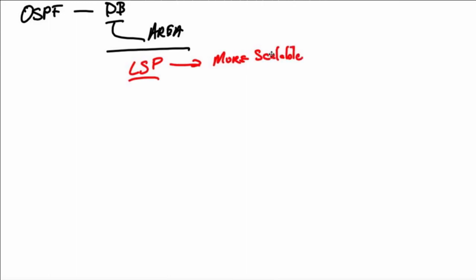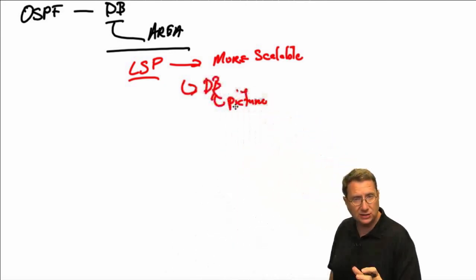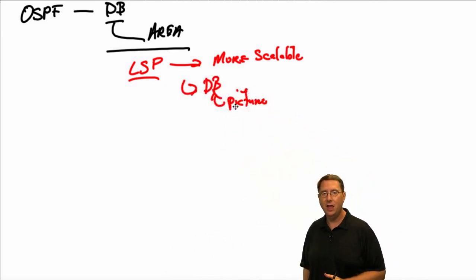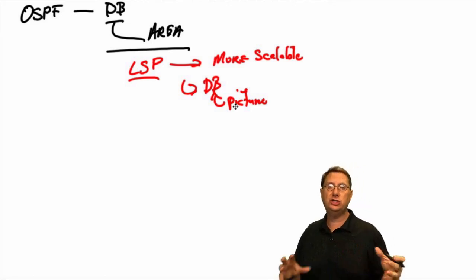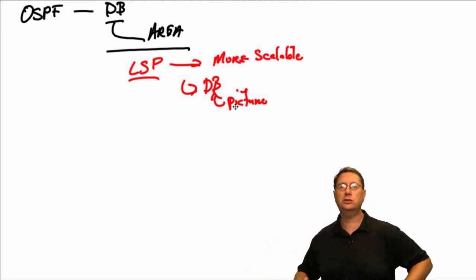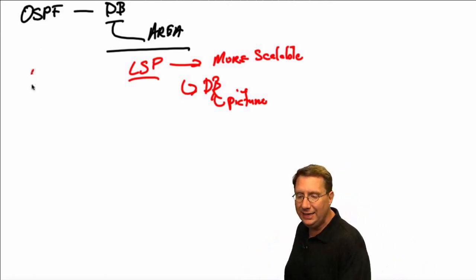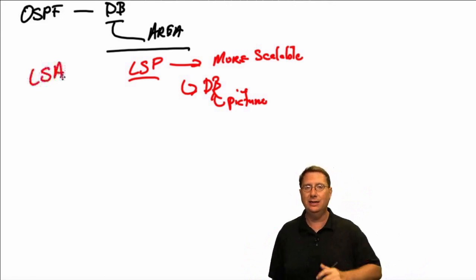Now, by virtue of the fact that my topology is more scalable, I get the benefit of using this database, which I use as a picture of my network. And it's a picture of my network that's going to be exchanged between all devices that participate in OSPF. The method we're going to use to exchange this information to build this picture is referred to as link state advertisements, LSAs.